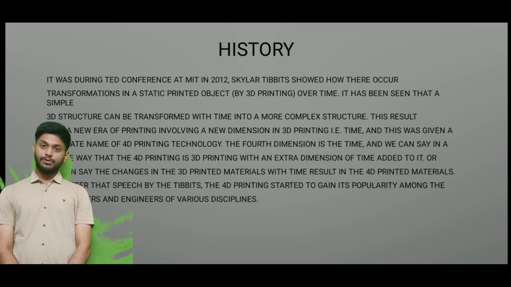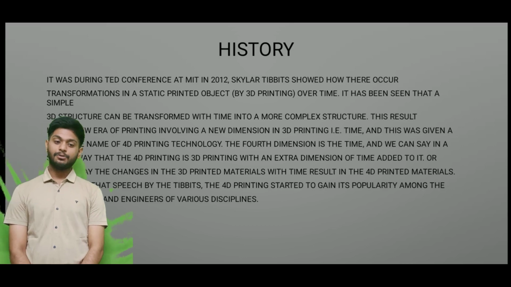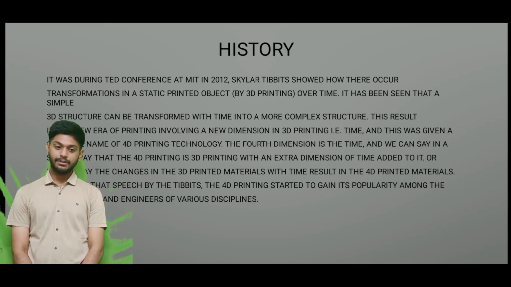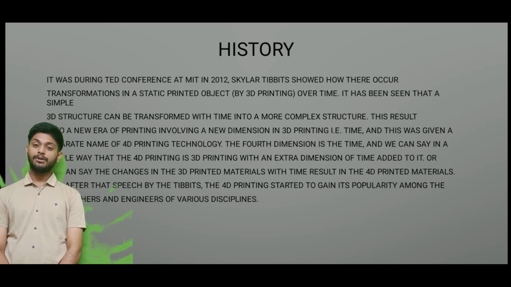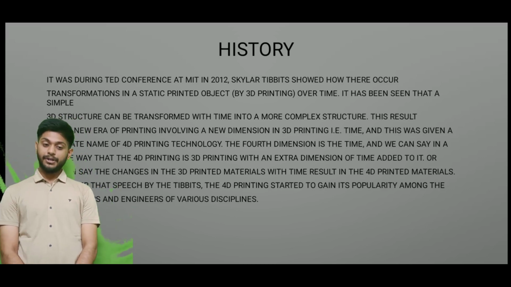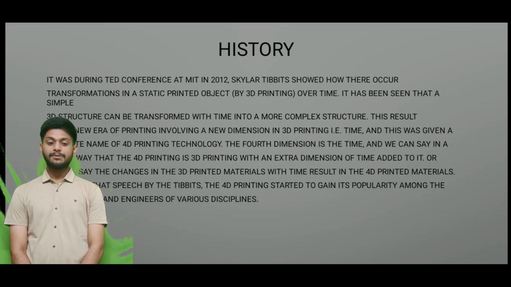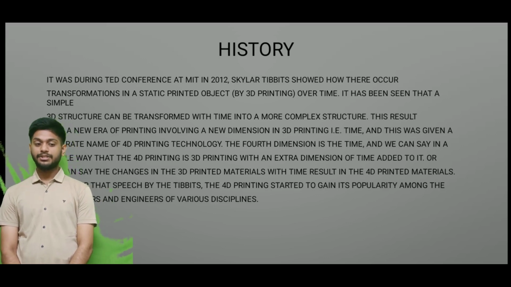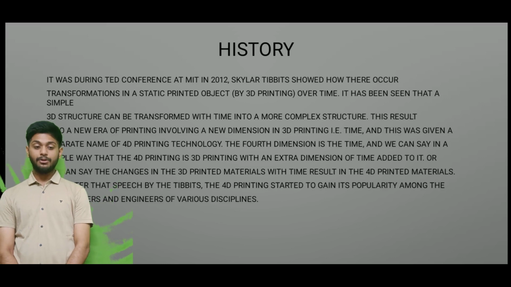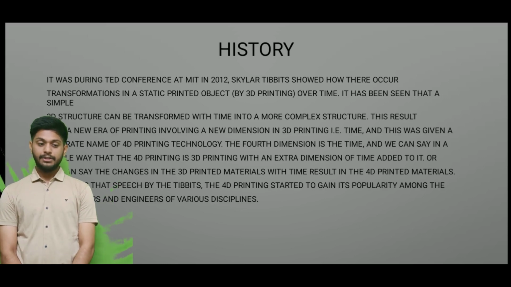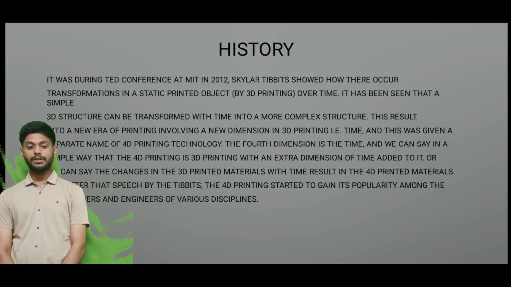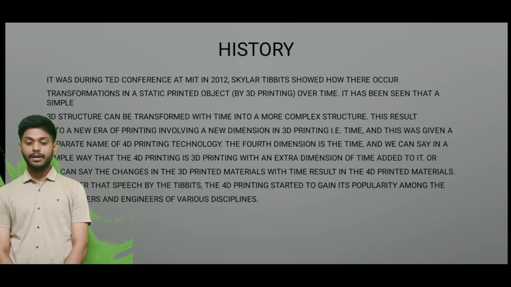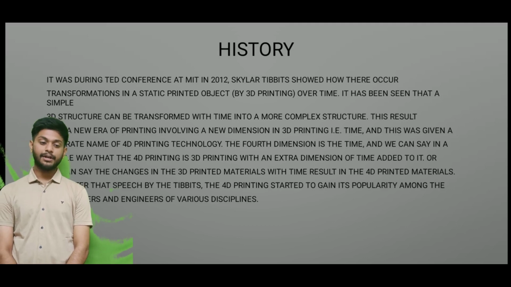It was during a TED conference at MIT in 2012. Skylar Tibbets showed how there occurred transformations in a static printed object by 3D printing over time. It has been seen that a simple 3D structure can be transformed with time into a more complex structure. This resulted in a new era of printing involving a new dimension in 3D printing, that is time, and this was given a separate name of 4D printing technology.